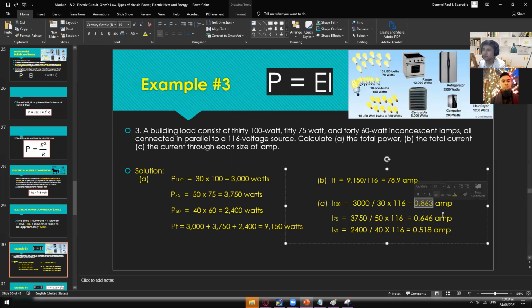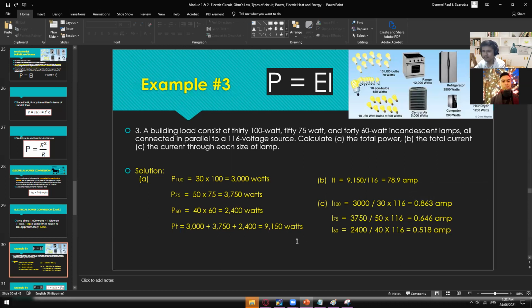So are we clear so far? I'll give you guys 1 or 2 minutes to analyze this one, and if you have a question, just let me know. Once you're done, just give me a thumbs up, just to let me know that you were already able to understand this example right here. Okay.